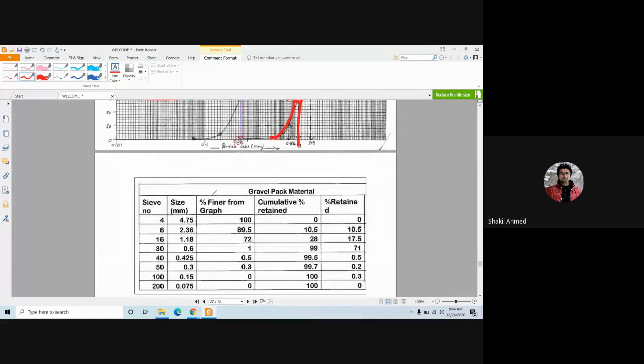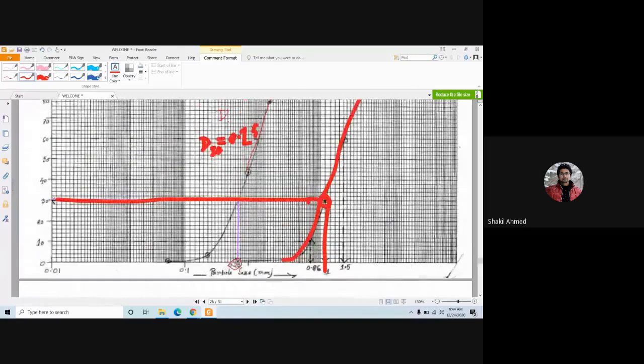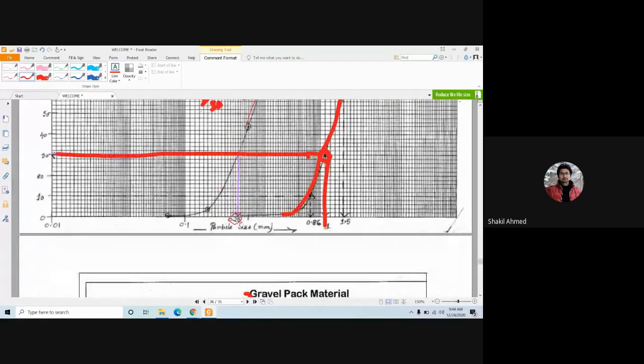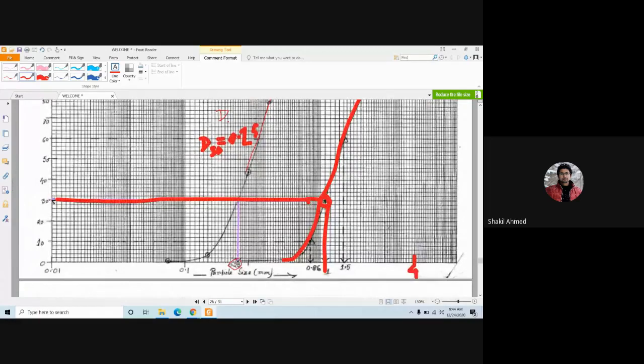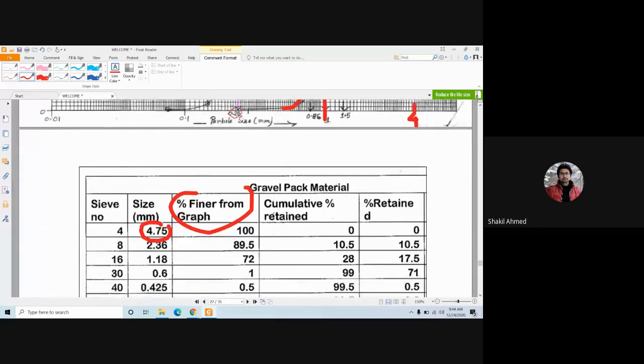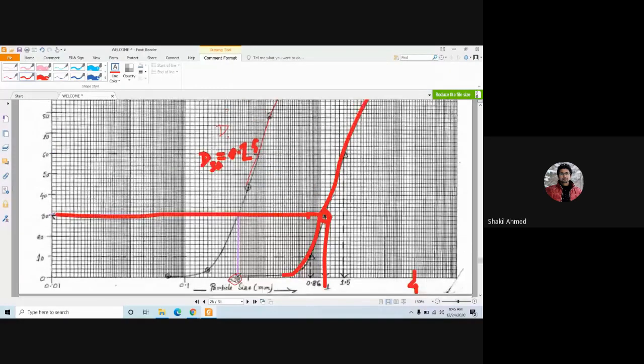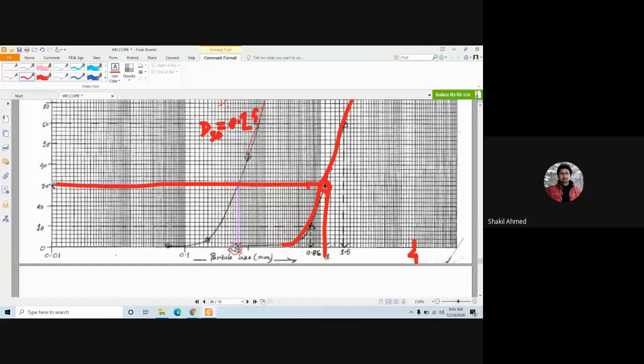How? Percent finer from graph, for example, 4.75 millimeter, number 4 sieve. So 4.75 millimeter is where? This is 1.5 millimeter. So 4.75, this is 100%. 2.36, this is 89.5%. 1.18, 72%. 1.18 is what? This is 1, this is 1.5. So 1.18 may be here, maybe 32 or something percent.